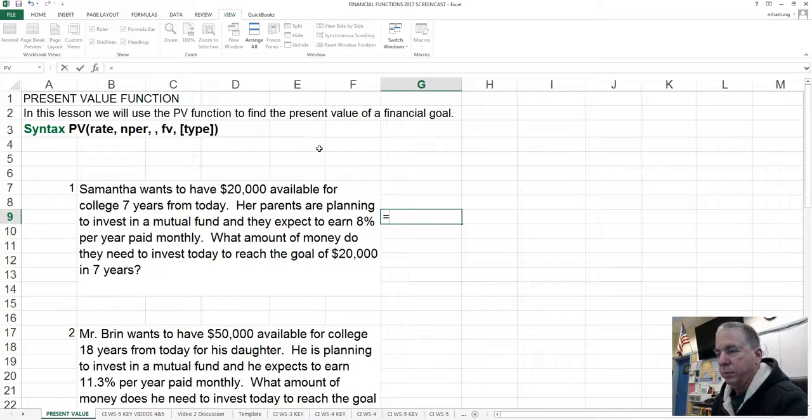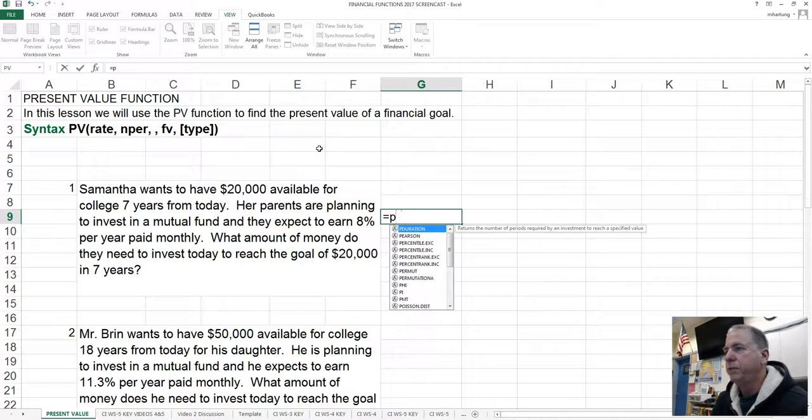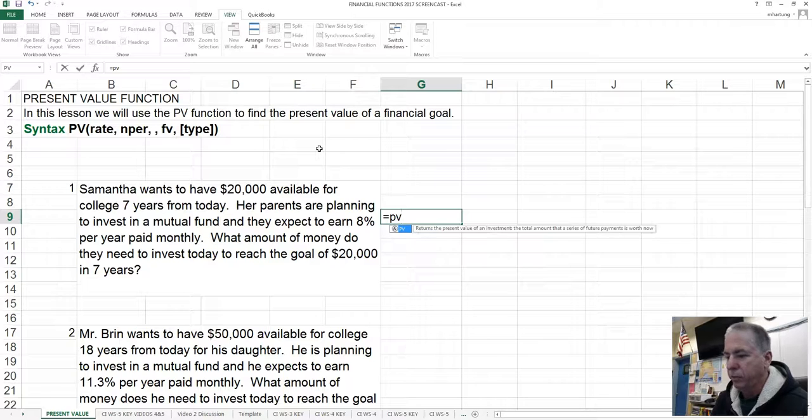Equal sign. PV, present value. Now what's real nice here is that you'll notice that rate is in bold, so they give you these little indicators here, clues of what is to come next, and so we need to put the rate in.